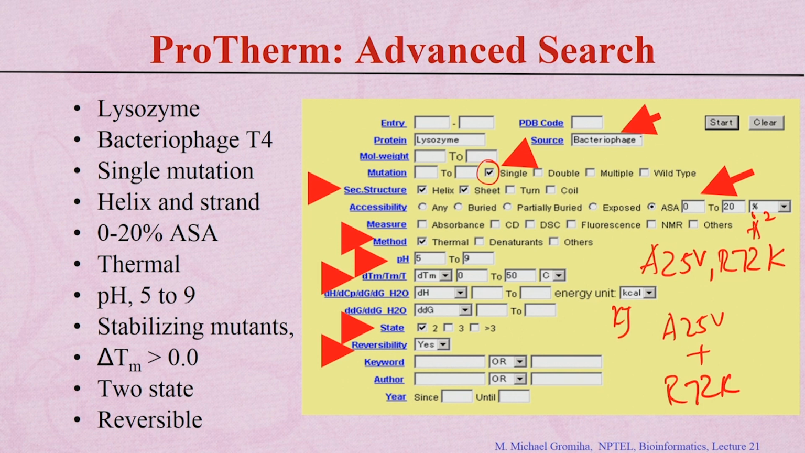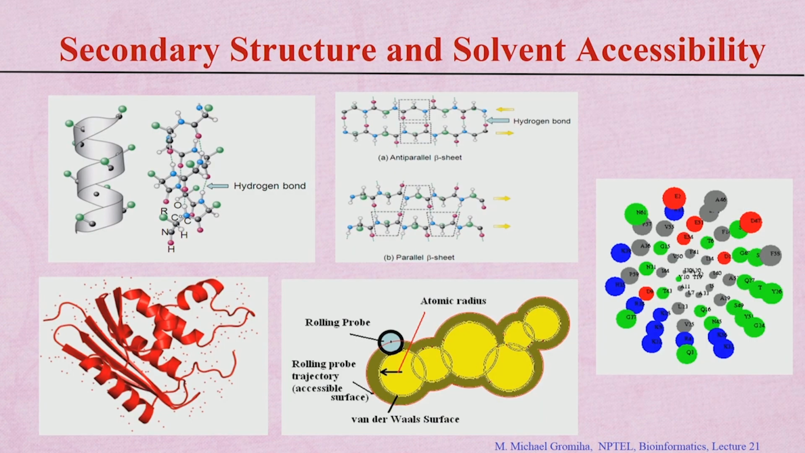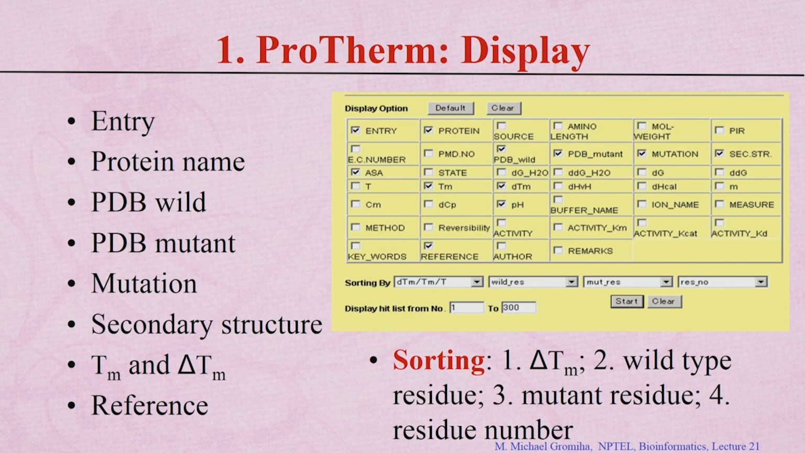Then state, you can see 2 state or 3 states or more than 3 states. Reversibility also you can define, and also you can search with keywords and others, and then if you want the current data you can change the year, and you will get the data which are reported recently in the literature. So, these are the various secondary structures and accessibility that we discussed earlier. On this aspect you can search this particular database.